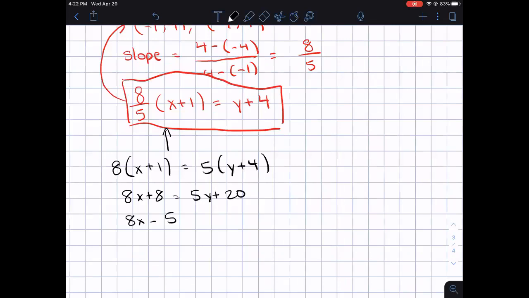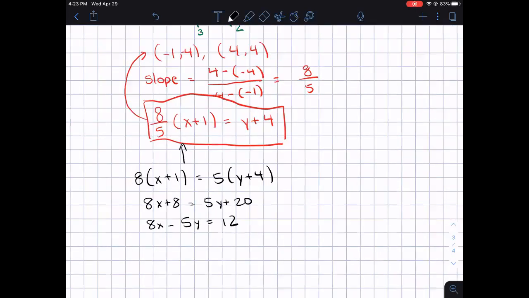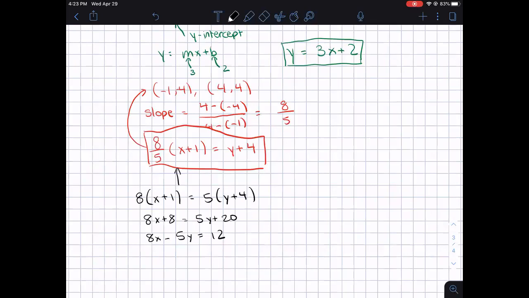we have 8x minus 5y is equal to 12. And this is the form that I actually prefer because it's just pretty nice. And it's the form that you usually see systems of equations in. So it's pretty simple to solve them. So now we can just solve the other equation.